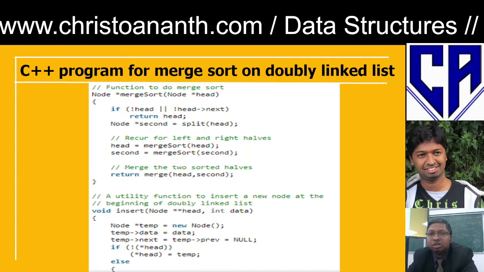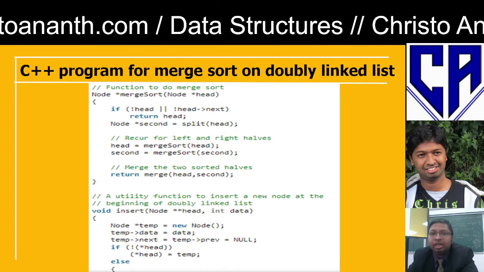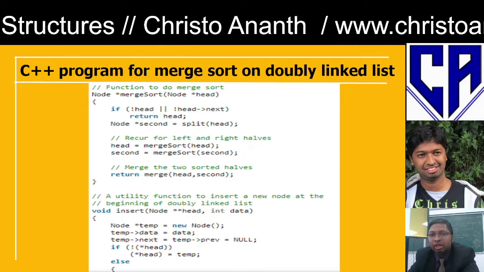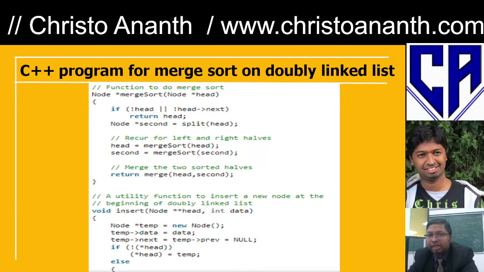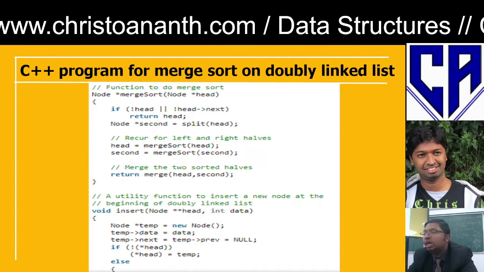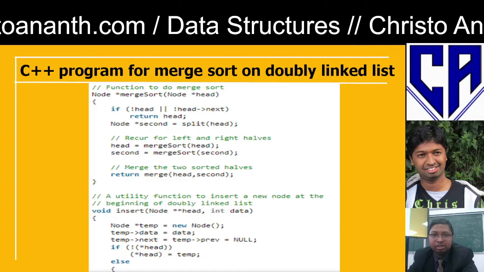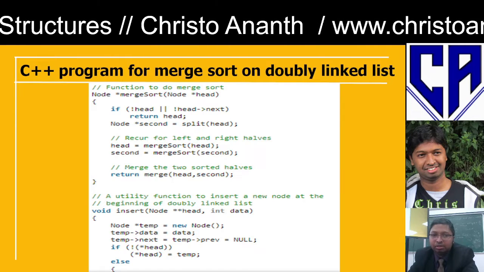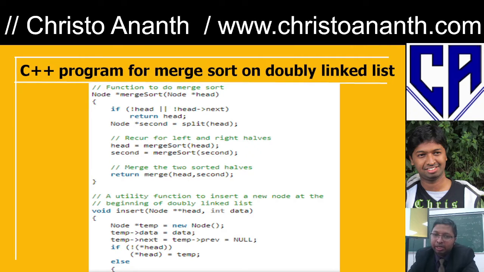So node merge sort of node head. Then if not of head and not of head next, then you return the head. Then you have node second equal to split of head. Then you do the recursive function for the left half as well as the right half. So head is equal to merge sort of head, second is equal to merge sort of second. Okay, and you return the merge of head and second.